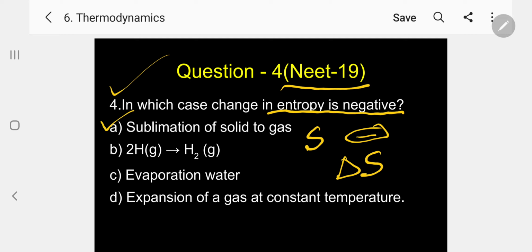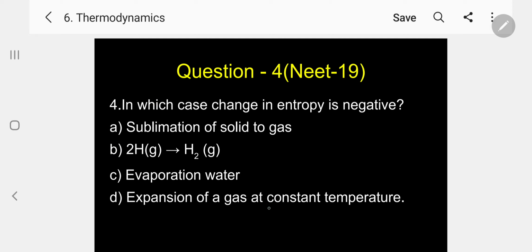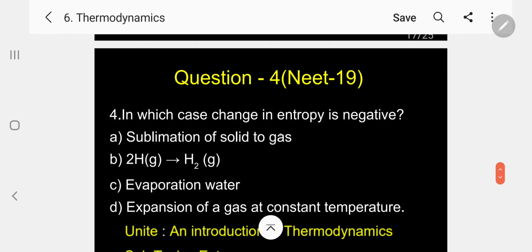A. Sublimation of solid to gas, so from solid to gas. B. Fusion of 2 hydrogen atoms into a hydrogen molecule. C. Evaporation of water. And D. Expansion of a gas at constant temperature. There are different processes given here, and the question asked is in which case entropy change is negative. For that, you must know what entropy change is.